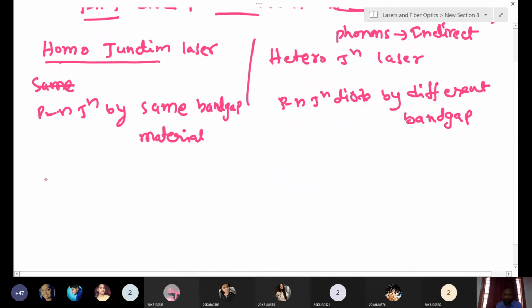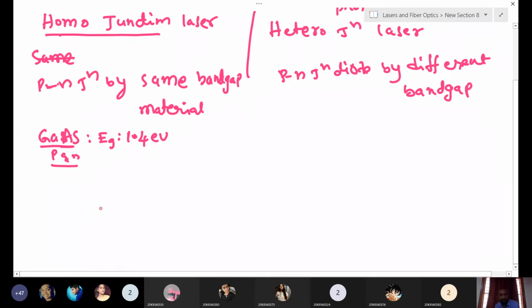Homojunction means, suppose you take gallium arsenide, GaAs. This is a compound semiconductor and a direct band gap semiconductor. What is the band gap? Do you know? 1.4 electron volts, 1.44 or 1.5 electron volts. Here we will take p type and n type of the same material, then it will form a homojunction laser.